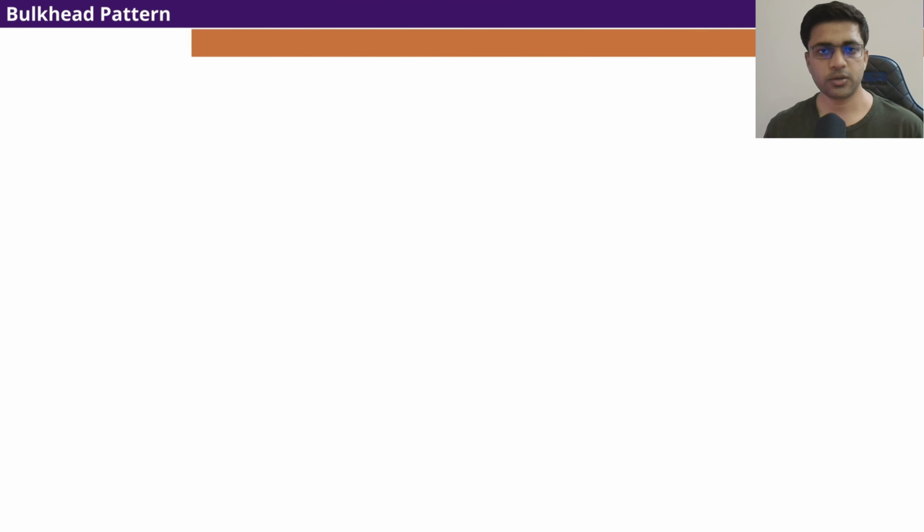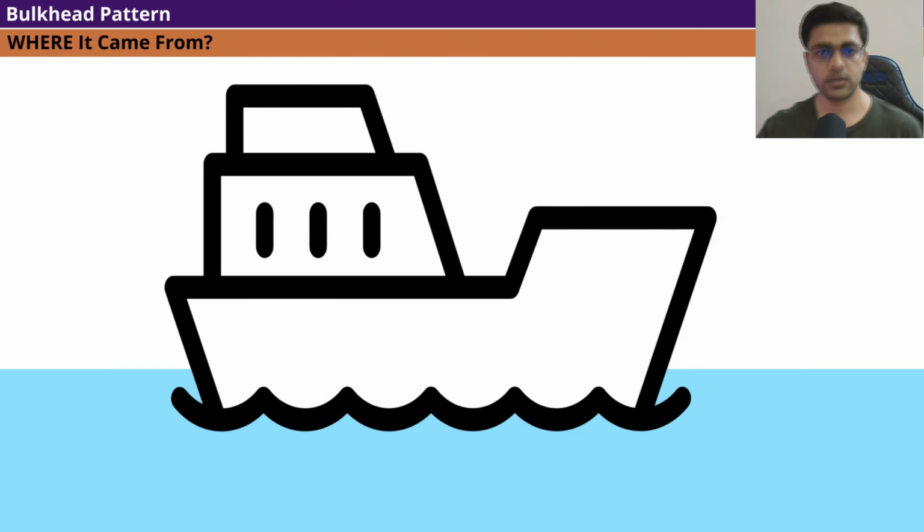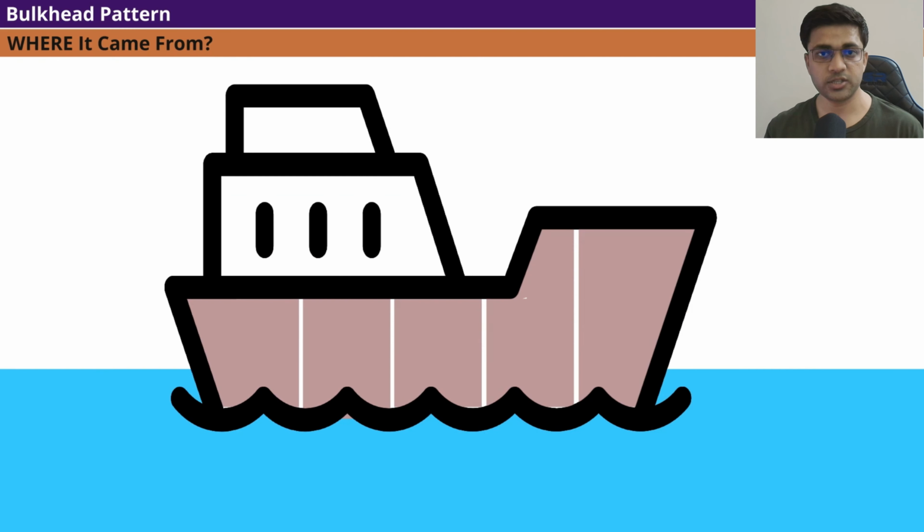The bulkhead pattern in software architecture is inspired by ships. What happens if a ship gets a hole? The ship will sink, right? But ships are designed with bulkheads, which divide the ship into multiple watertight compartments. So if one part of the ship is damaged, only that compartment fills with water, and the water doesn't spread to the rest of the ship. This prevents the entire ship from sinking.